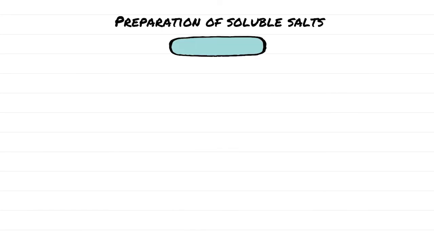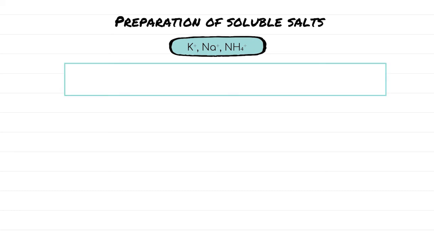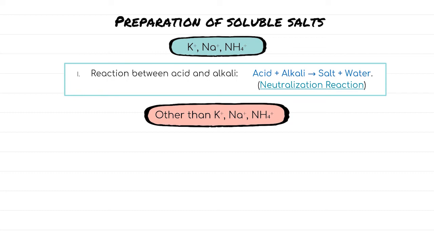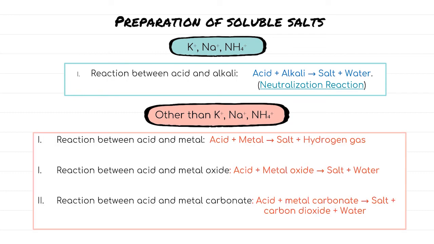For the preparation of soluble salt, we have two ways. For potassium, sodium, and ammonium salts, we can get them by the reaction of acid and alkali, which is a neutralization reaction. But for salts other than potassium, sodium, and ammonium, we can get them by the reaction between acid and metal, by the reaction between acid and metal oxide, and also by the reaction between acid and metal carbonate.